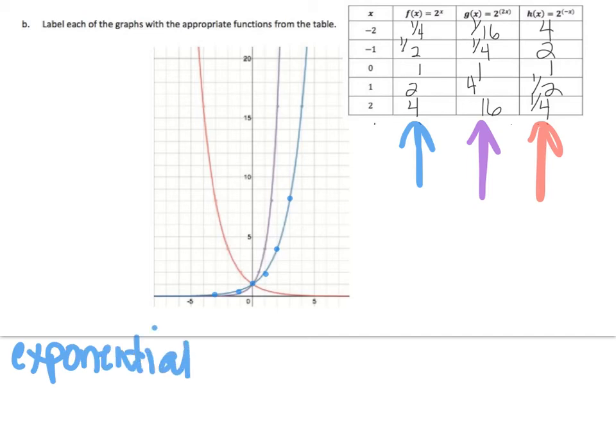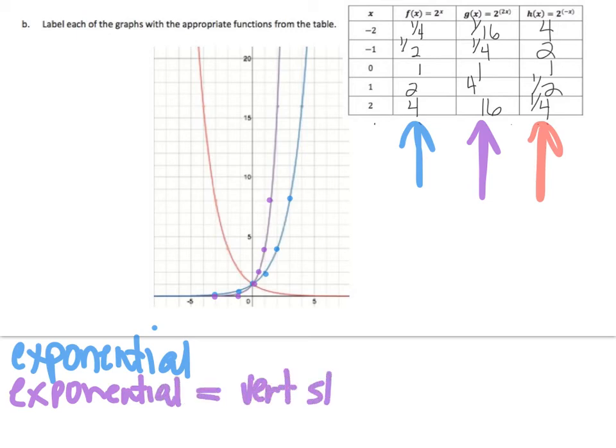Now let's look at the purple one. Negative 2 is 1/16, so it's even closer to that x-axis. Negative 1 is 1/4, so it should be below the blue graph. Goes through the 1, and then we're going to grow faster. Okay, still exponential, but it's going to be a vertical stretch or horizontal shrink.